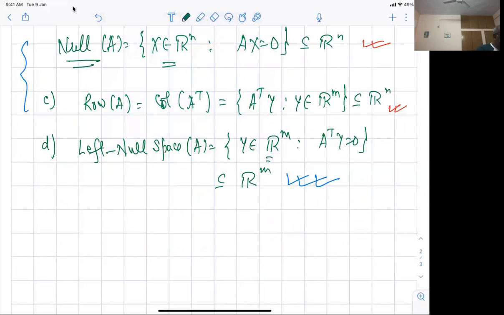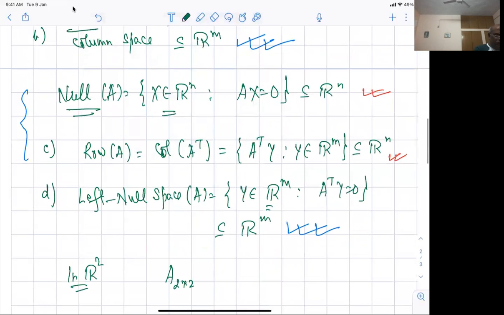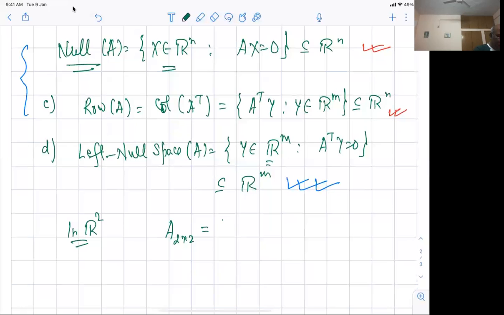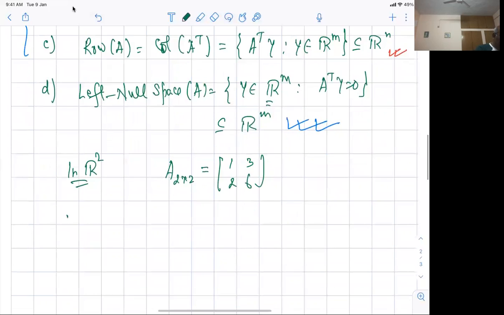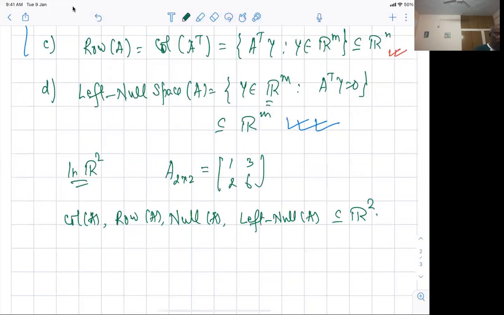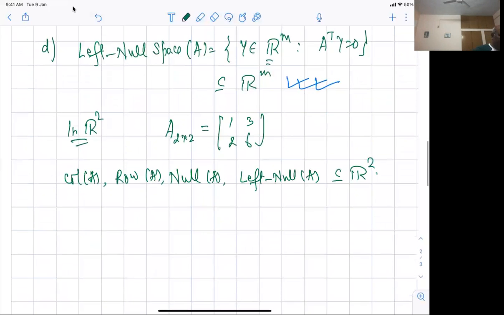So I'm going to start in R2, where I'm looking at a matrix A which is 2 cross 2. Right. So all these spaces that I look at here, since I'm looking at 2 cross 2, all of them will be subsets of R2 itself. All right. So I'm going to take different matrices. My first matrix is 1, 3, 2, 6. So by definition, the column space of A, row space of A, null space of A, and left null space of A, all of them are subsets of R2 itself. All right. So let's compute them one by one.